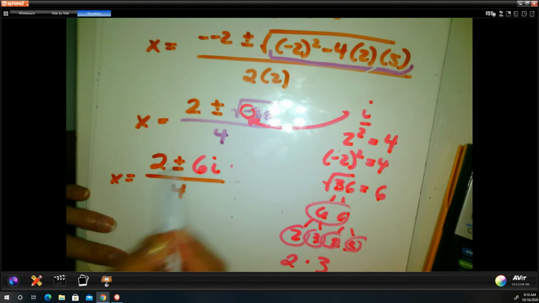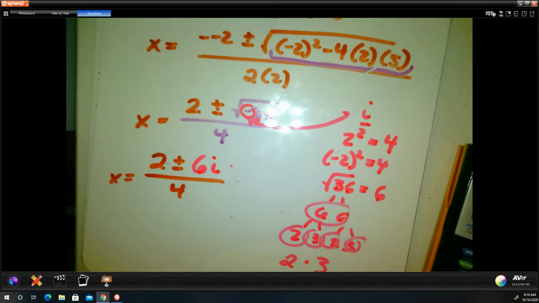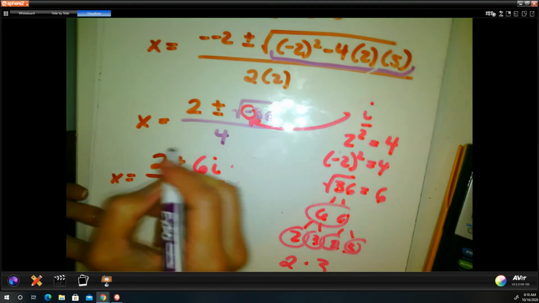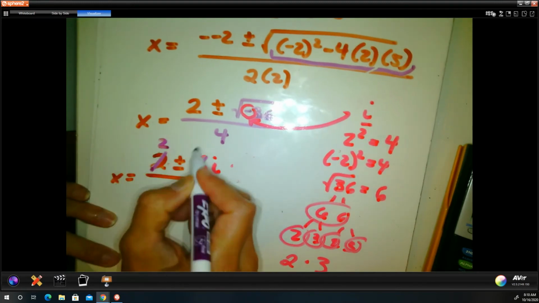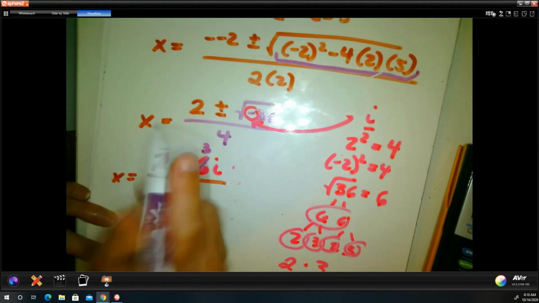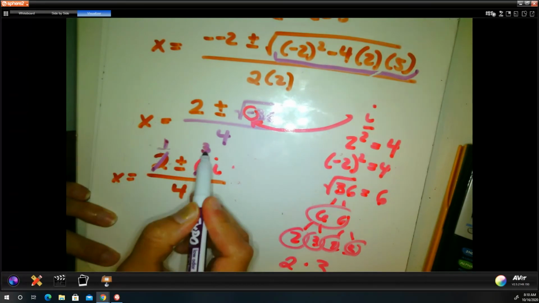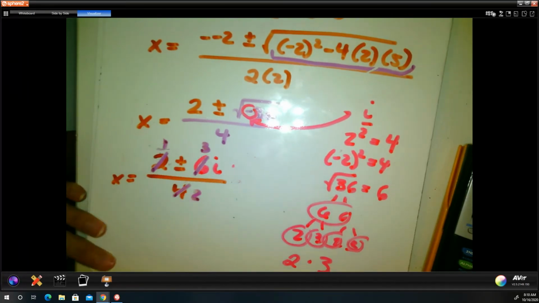Now I just want to simplify that. So I'm looking at all 3 numbers. 2 goes into all 3, so I'm going to divide each by 2. 2 divided by 2 is 1. 6 divided by 2 is 3. 4 divided by 2 is 2.